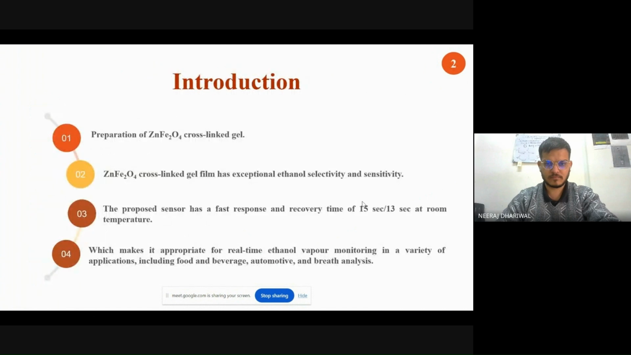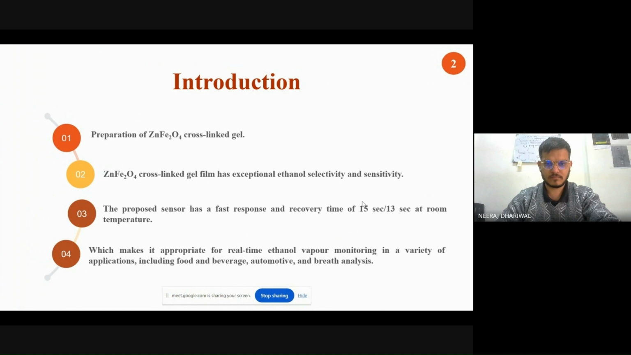Introducing my presentation, I have prepared zinc ferrite cross-linked gel. This is one of the novelties: none of the papers has presented or synthesized a gel based on any kind of ferrites without the use of polymers. So we haven't used any polymers in this synthesis. Our prepared gel shows exceptional ethanol selectivity and sensitivity.